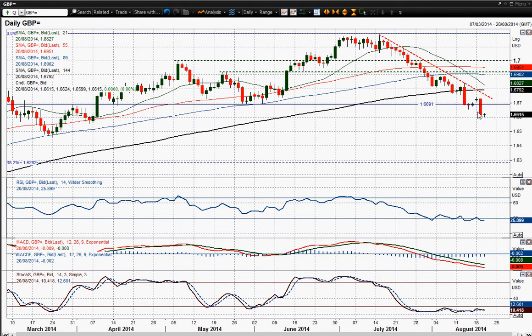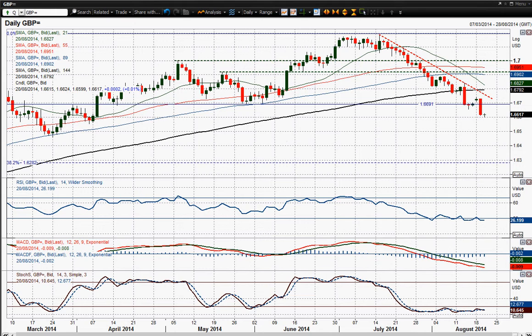Anything back towards certainly the previous low at 66.54, but anything between 66.54 and I think the 67 figure should be seen as a chance to sell. You've got this downtrend that remains intact here, and that continues to drag everything lower.